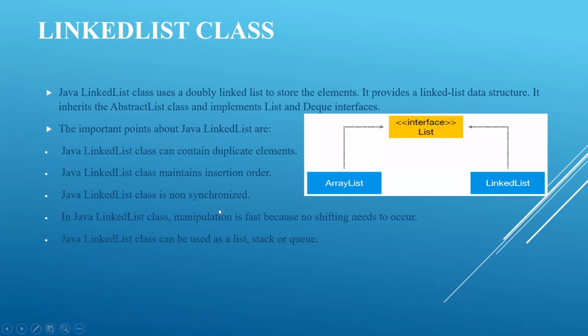The next class is the Java LinkedList class. It is also implemented from the List interface, as shown here. It is similar to ArrayList, but the difference is that LinkedList can contain duplicate elements. Even ArrayList also contains duplicate elements. LinkedList maintains the insertion order, the elements in the LinkedList are not synchronized, and manipulations are very fast in the LinkedList.